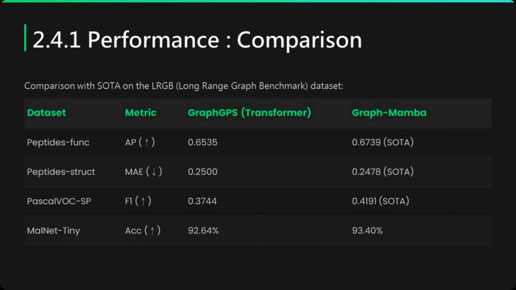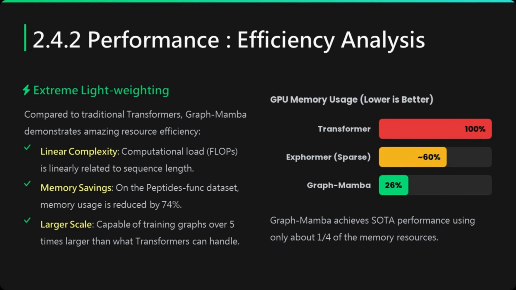Let's take a look at the experimental results. In terms of performance, Graph Mamba does great on the LRGB, long-range graph benchmark. Specifically on the Peptides-func and PascalVOC-SP datasets, it actually outperforms existing transformer architectures and achieves state-of-the-art results. The key advantage is efficiency.